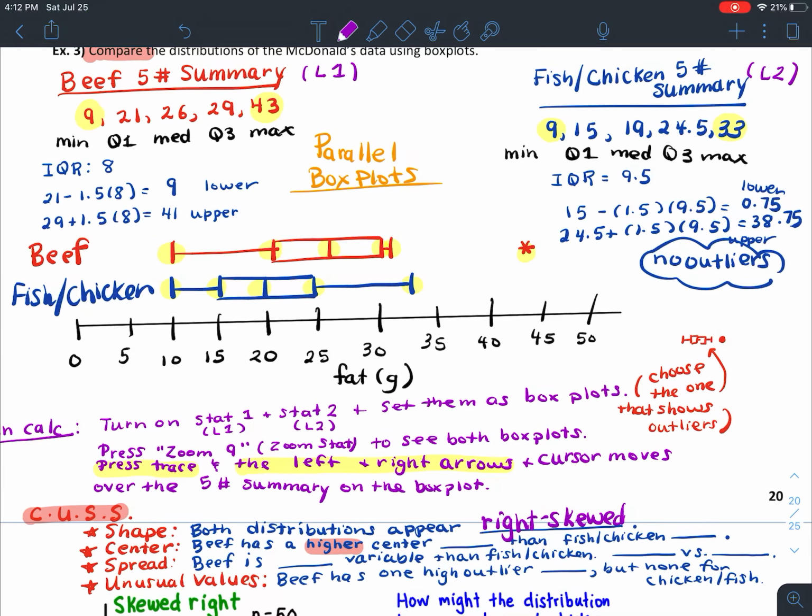Okay, now notice here I'm using comparative language. I'm saying the beef has a higher center. Okay, and what I'm using as the center is the median. Okay, the beef has a higher center.